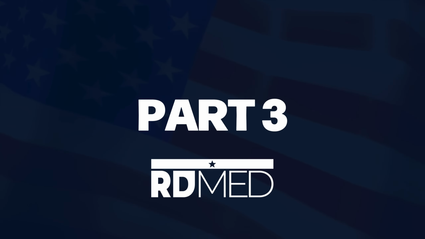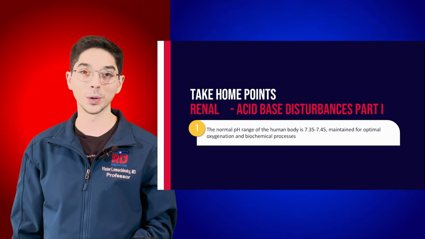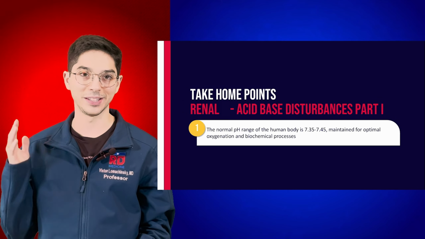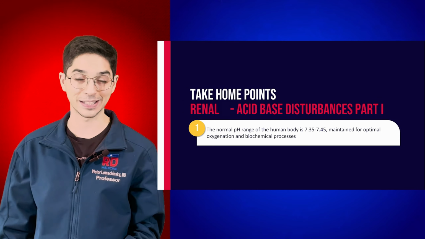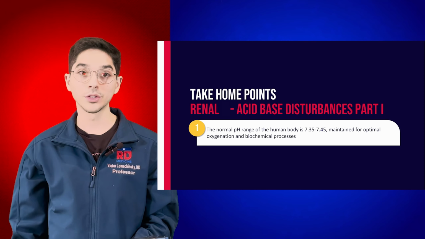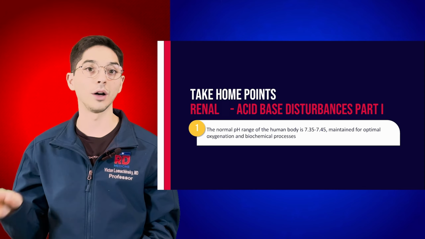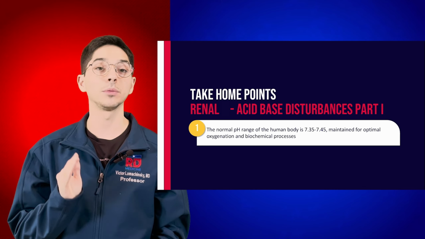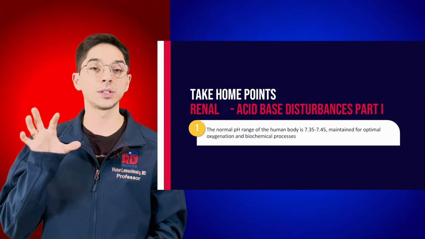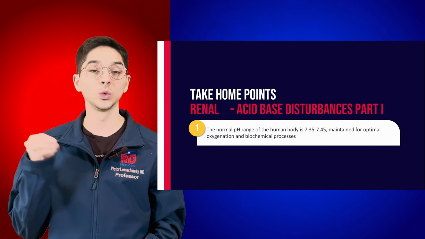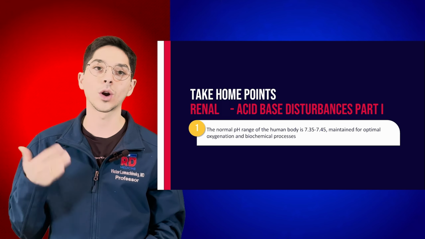Part 3. Welcome to our take-home points for our acid-base disturbances part 1 class. Well, let's get this started. So first take-home point is that pH is kept at a normal level of 7.35 to 7.45. This is necessary so we can have normal enzymatic function across our body.